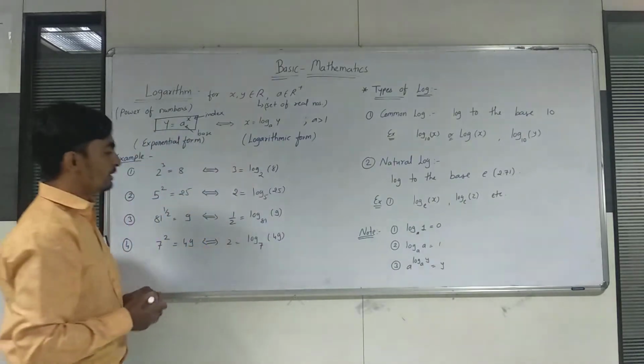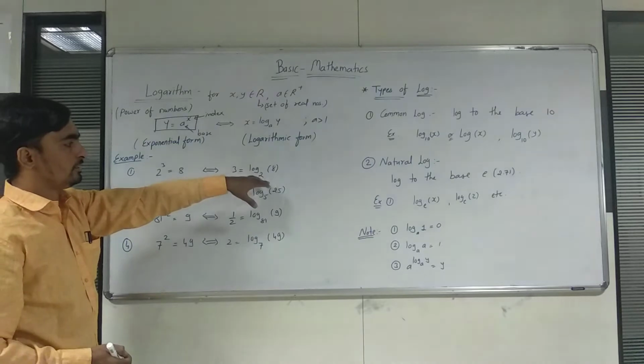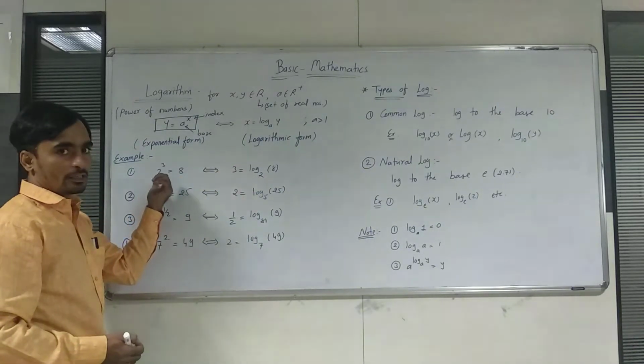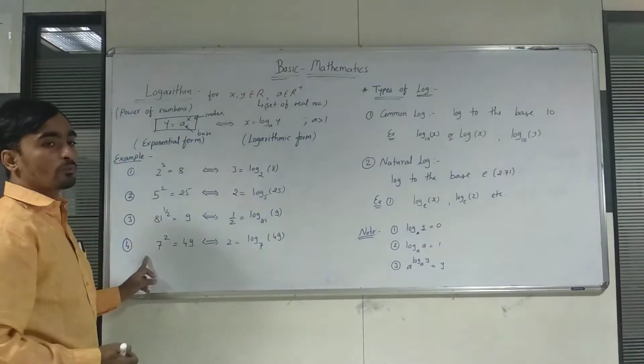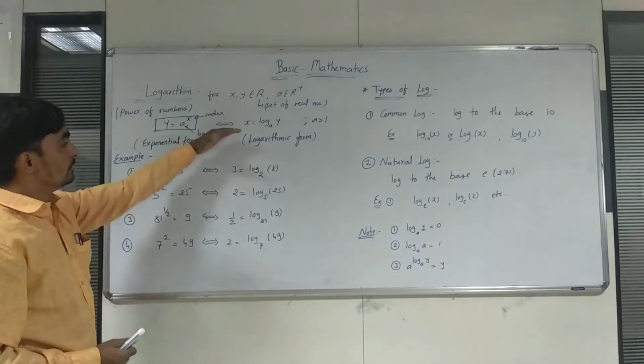So you can go for this process, what is it? Reversible process. So if it is given this one, you can write this one in terms of power. So power of numbers you can convert it into log. This is for simple conversion.